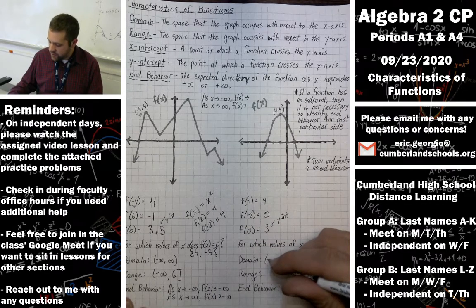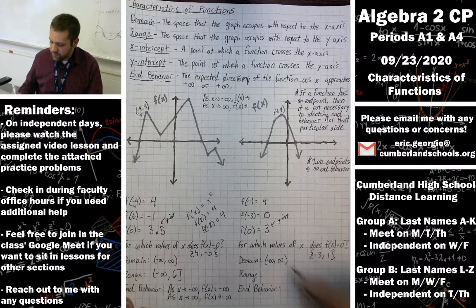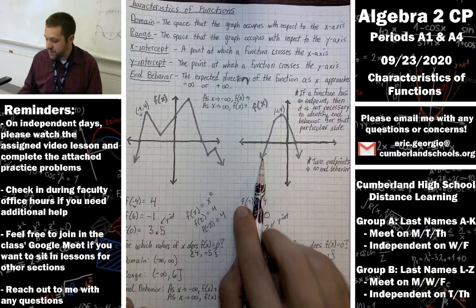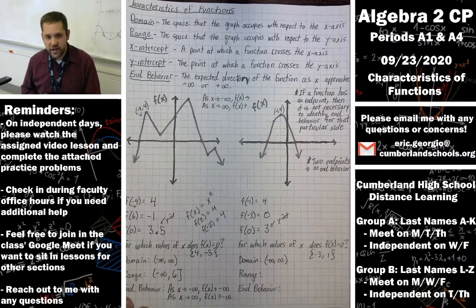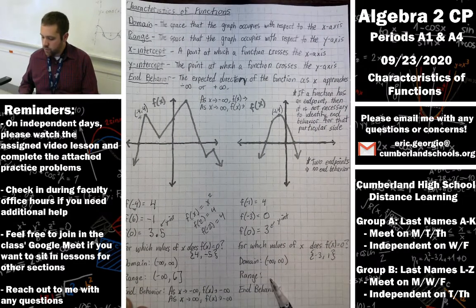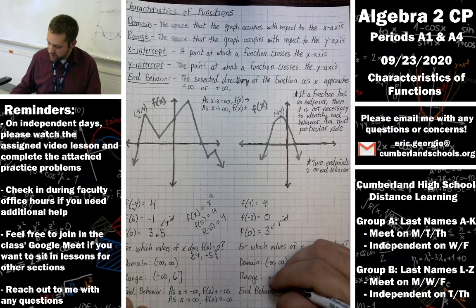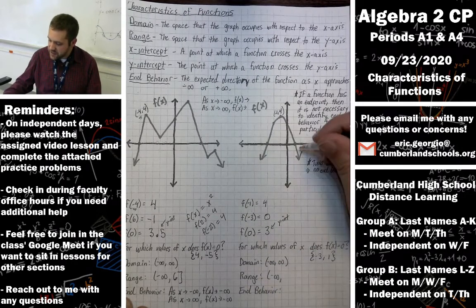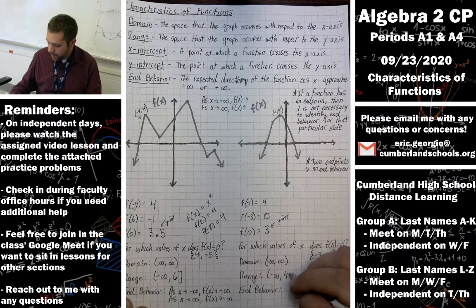Domain we already know how to do. How far to the left does it go? Negative infinity, because this extends forever to the left. This extends forever to the right, so that answers the question of how far to the right it goes. We get negative infinity to infinity. Range, how far down does it go? It does go to negative infinity. How far up does it go? It only goes up to 4.